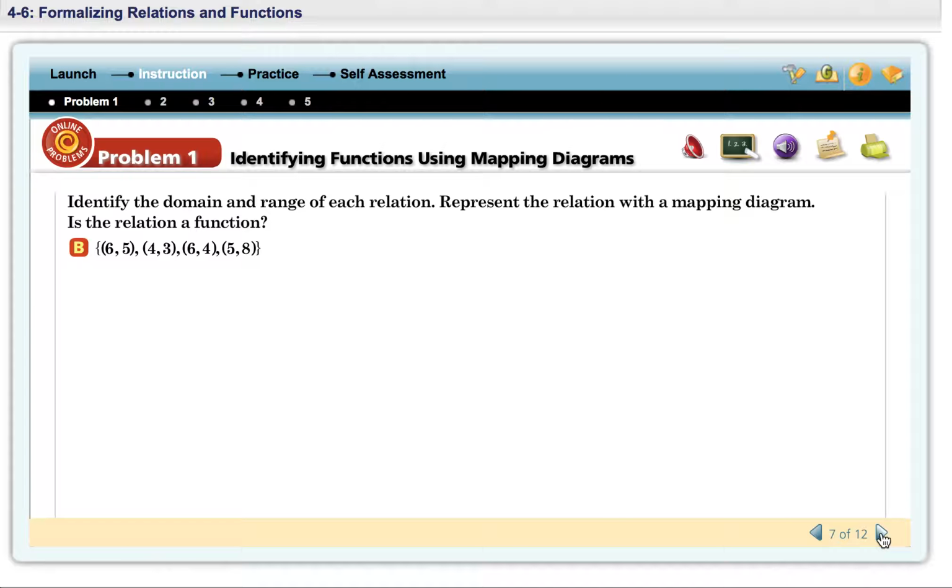Part B. Identify the domain and range of the relation. Represent the relation with a mapping diagram. Is the relation a function? So we're just going to do the same thing here. We're going to make that mapping diagram and see if it works out for us. The domain contains the x coordinates. The domain is 4, 5, 6. The range contains the y coordinates. The range is 3, 4, 5, 8.